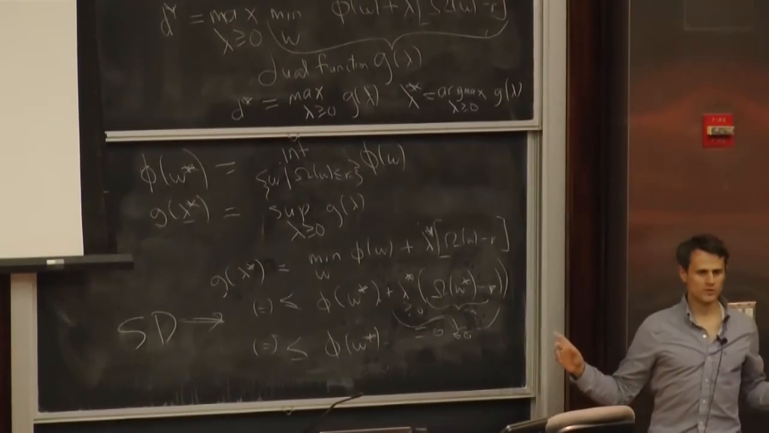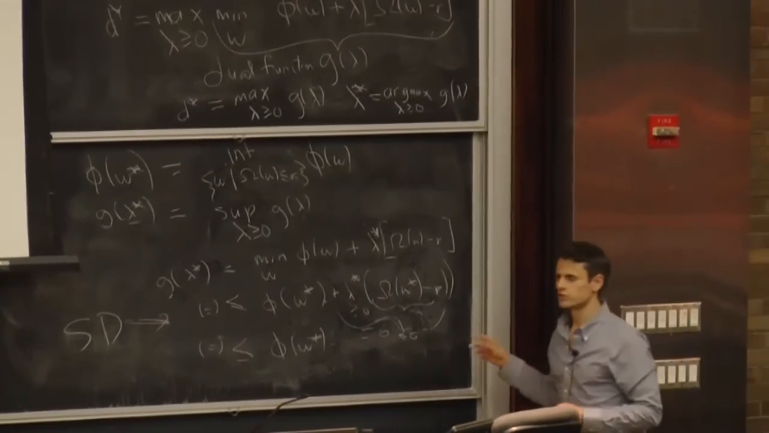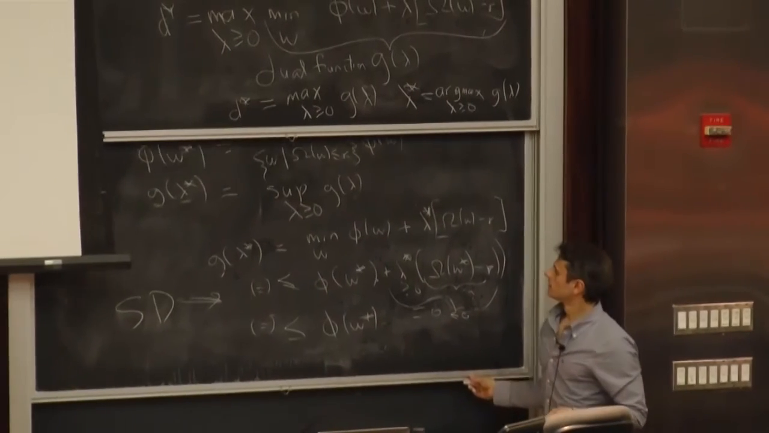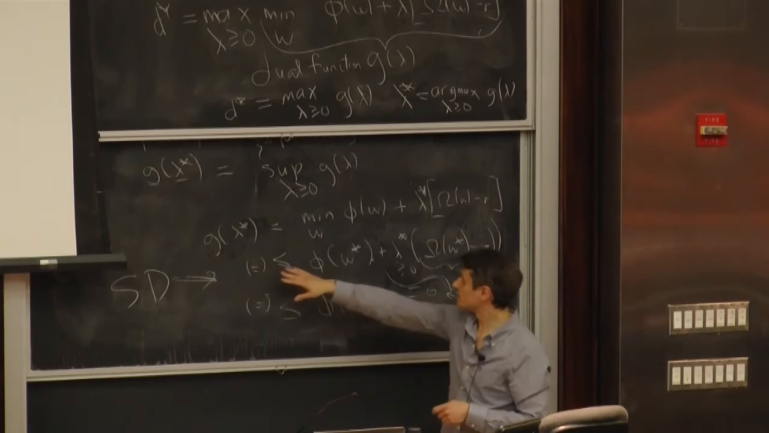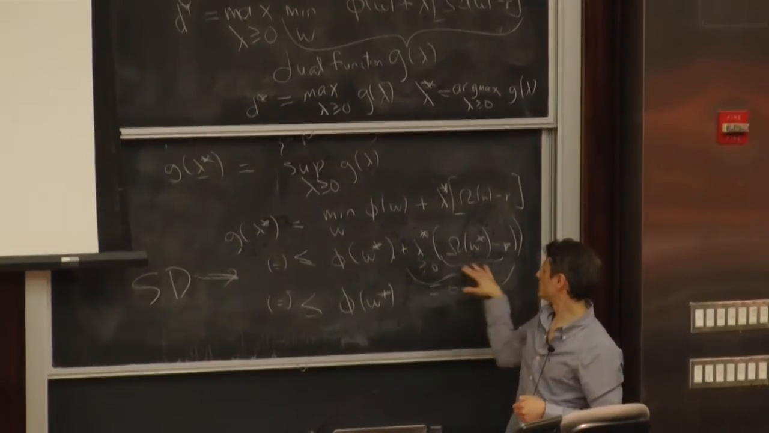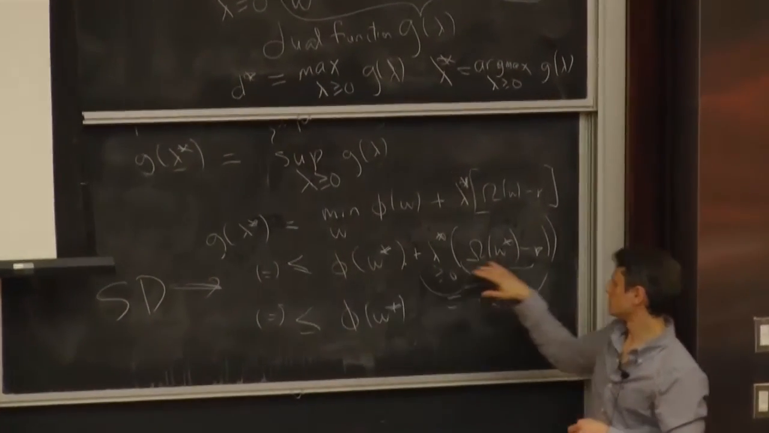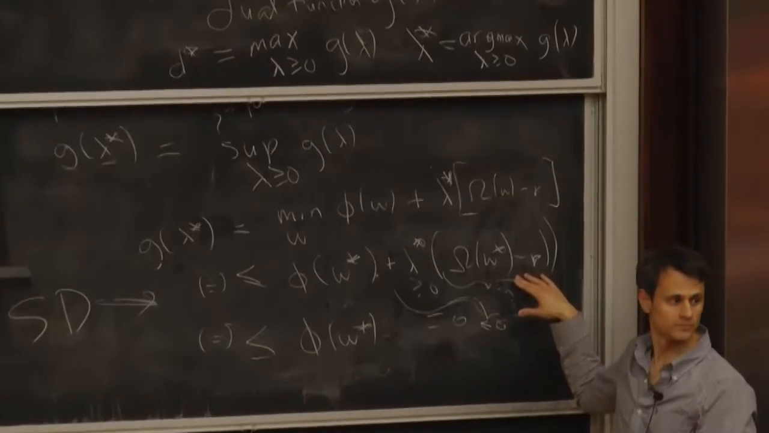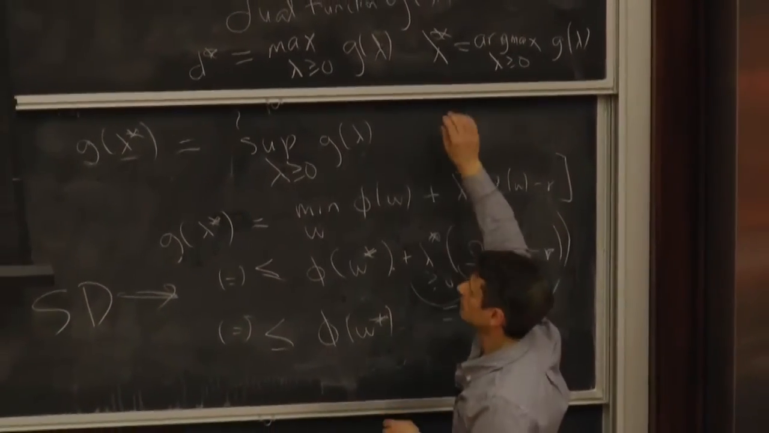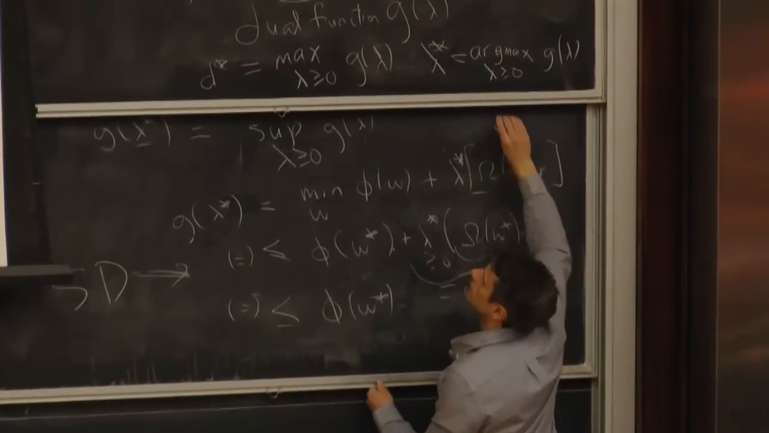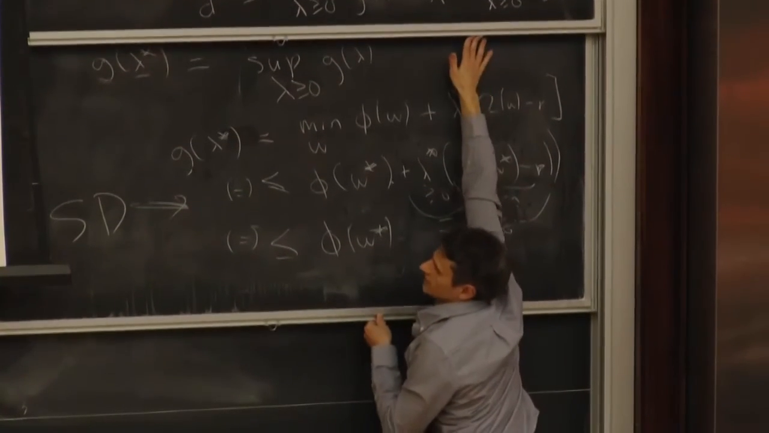There's one other very important thing that we can read off from here, though, which is that we see that g of lambda star is indeed equal to this piece with w star plugged in. What is this piece? This is the Lagrangian. So let me write this out.